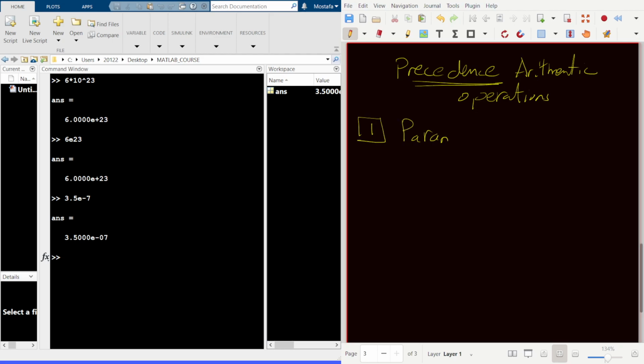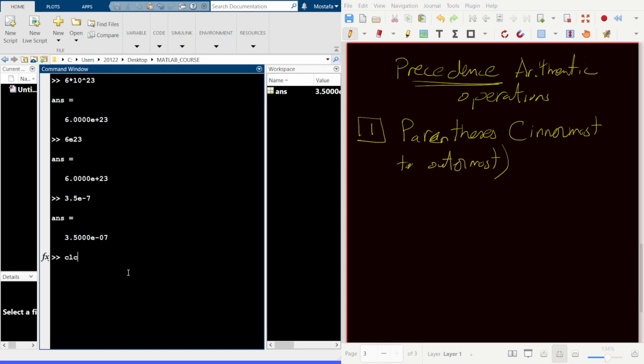So parentheses go priority number 1, and they are usually evaluated from innermost to outermost. So let's actually try to write a simple example here. Again, I'll do CLC.